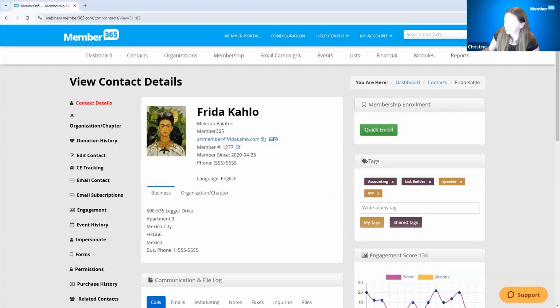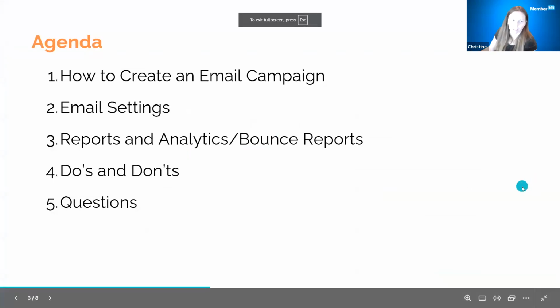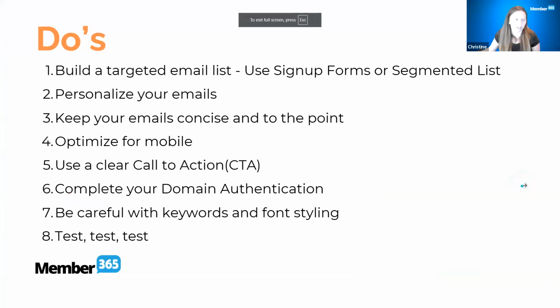All right, so let's go back and do a few do's and don'ts. And then if you have any questions, please put them into the Q&A. All right, do's. Build a targeted list. As I also mentioned in our last webinar for your email lists, you want to be concise and have your filters correct. You don't want to just be spamming everyone.